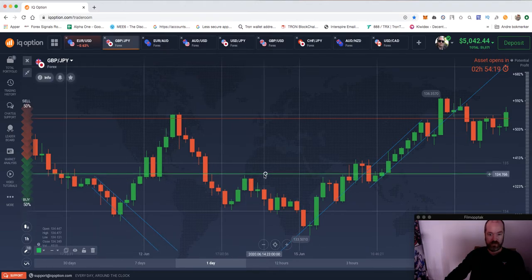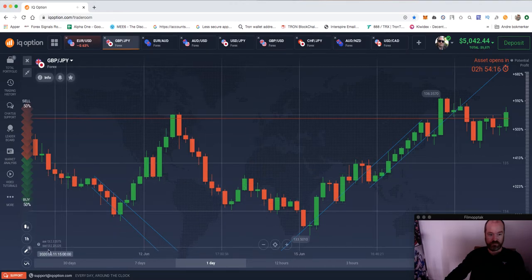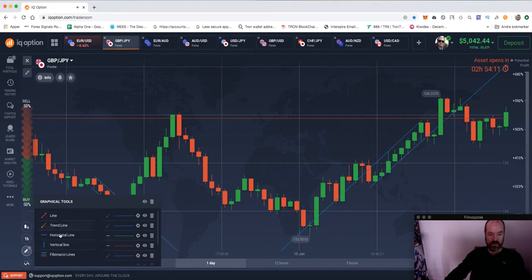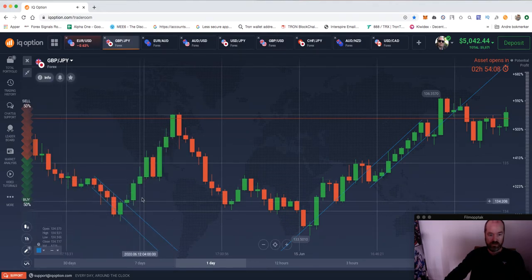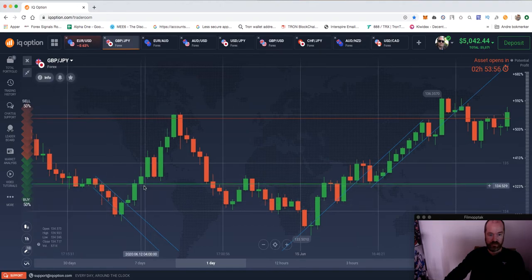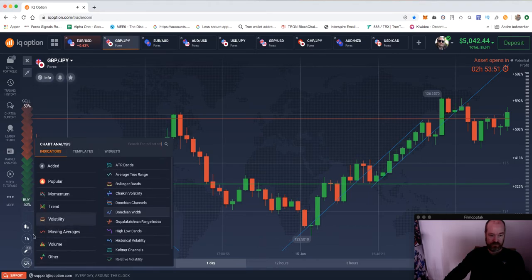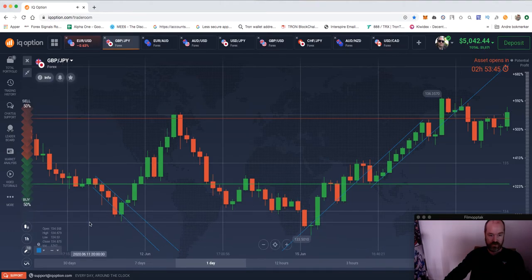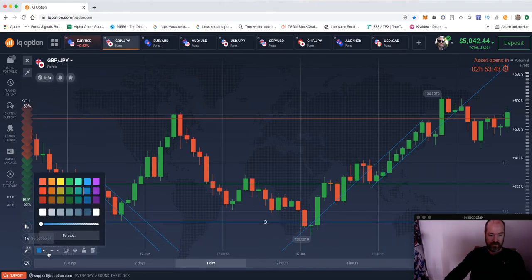Let's remove this one. Let's make a horizontal line. I would have taken profit around there, and let's make it green so we make it easy to see. Take profit here, and stop loss I would have taken down here and make this one red.